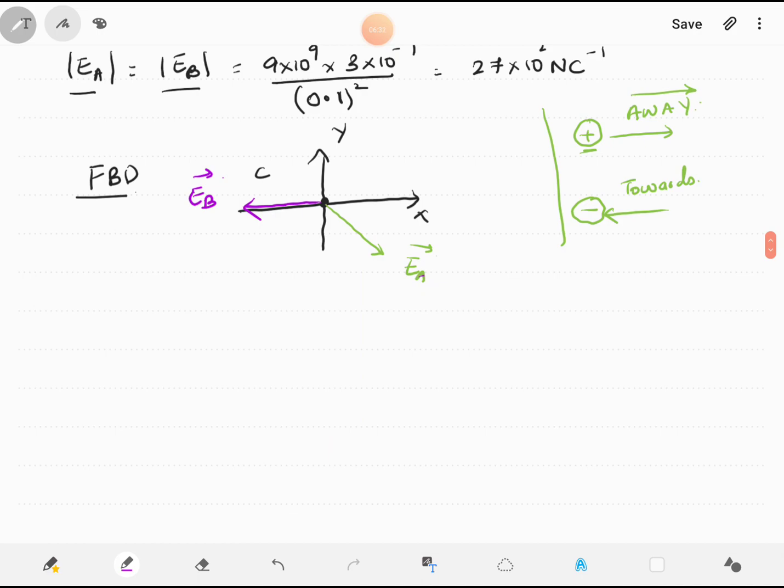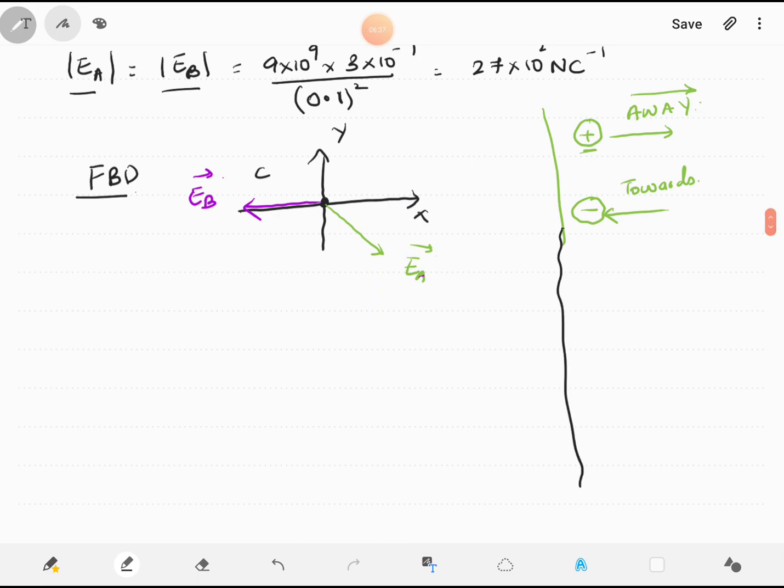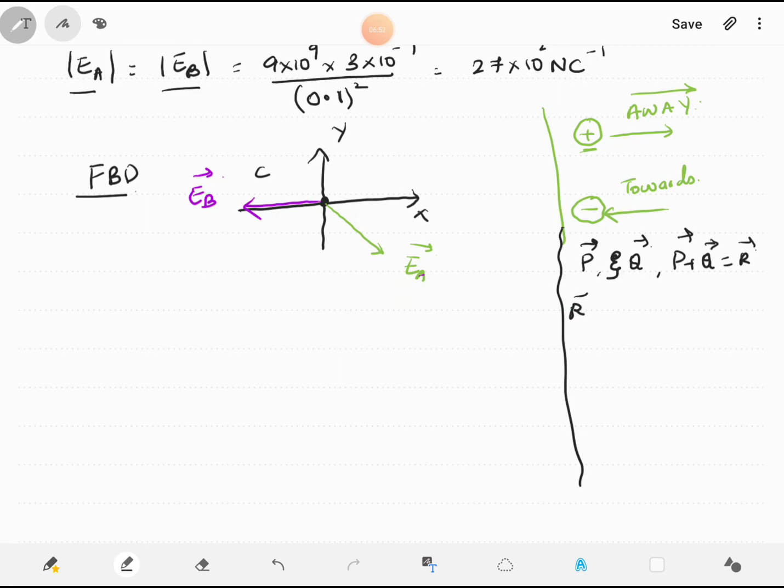Now, once we have figured out the directions of electric fields, we'll also have to know the angle between the electric fields. This is important because we know that if P and Q are two vectors, and you have to add them such that P plus Q is equal to R, the magnitude of R is given by root under P square plus Q square plus 2PQ cos theta, where theta is the angle between the vectors.